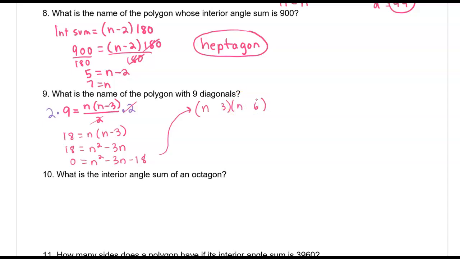One must be positive and one must be negative. 6 must be negative so that we get negative 3n in the middle. n is either negative 3 or positive 6. n cannot be a negative number because it stands for the number of sides of a polygon. So the answer must be 6 sides. The name of a polygon with 6 sides is hexagon.